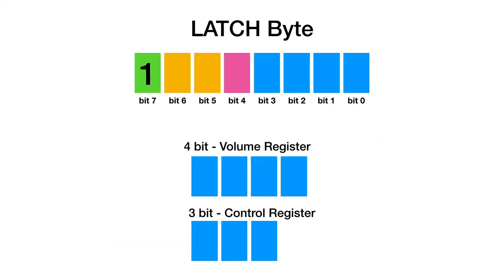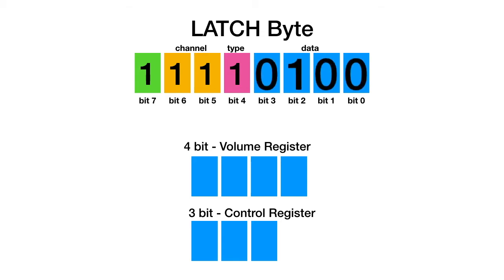As you recall, bit 7 is a 1 denoting a latch byte. Bits 5 and 6 are the channel bits, and these will be 1, 1 for channel 3, which is the noise channel. Bit 4 selects which register we want to send to. If bit 4 is a 1, we will write to the volume register. So the remaining 4 bits will be written to the volume register.